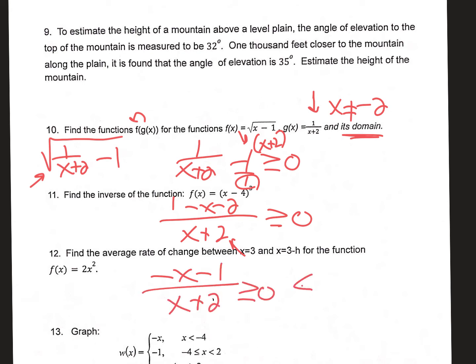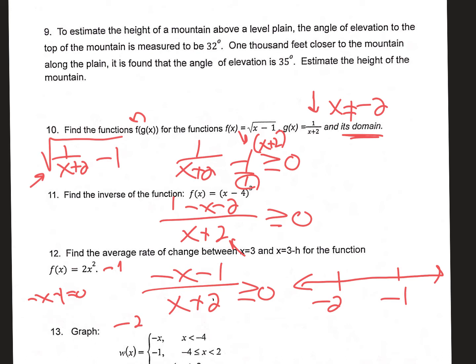And to solve that, that's where we did these sign graphs way back. So I have to figure out what makes the numerator 0 and what makes the denominator 0, and that's what's going to go on my sign graph. Well, what makes the top 0 is negative 1. You have to look at that for a second to figure that out. And if you're not sure, you can always go over to the side somewhere and solve it. And what makes the denominator 0 is negative 2. So on my sign graph, I'm putting negative 2 and negative 1.